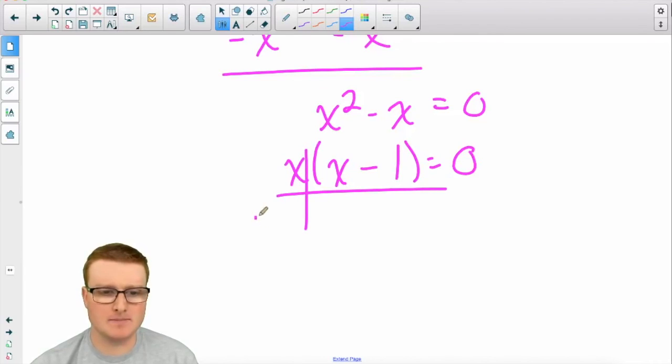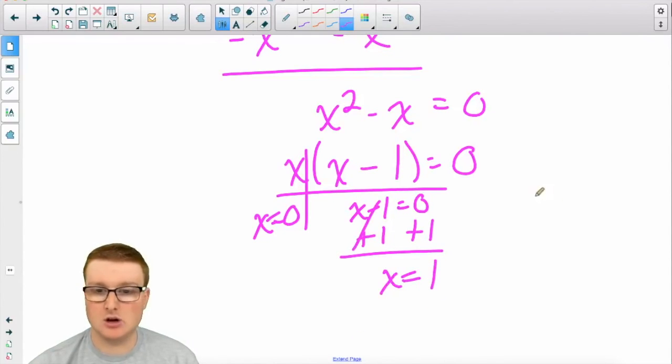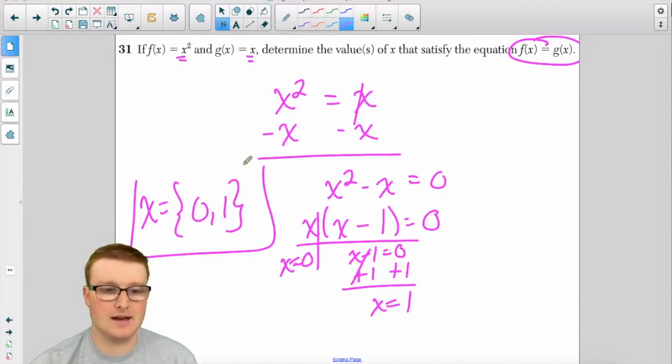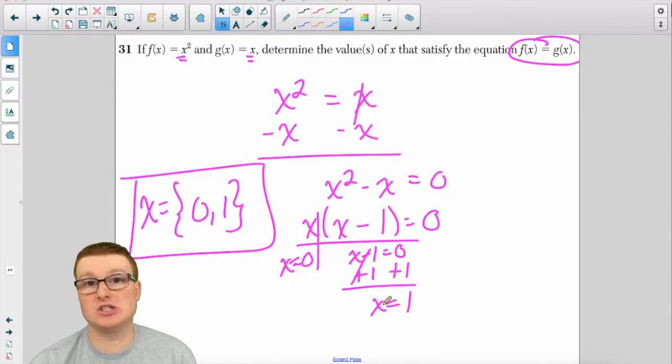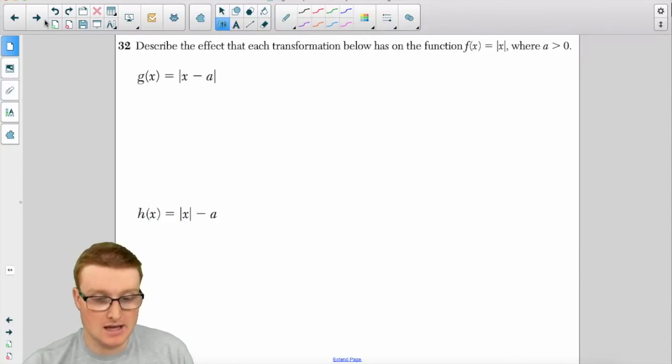Now you do your t-bar, x equals 0, and we get x minus 1 equals 0. Add that 1 on both sides, and we get x is equal to positive 1. So just write it in the swirly brackets. So x is equal to the swirly brackets, 0, 1. And that is your answer. Or you could just circle those two answers and just be done. But I like it in the swirly brackets. All right, moving on. 32.